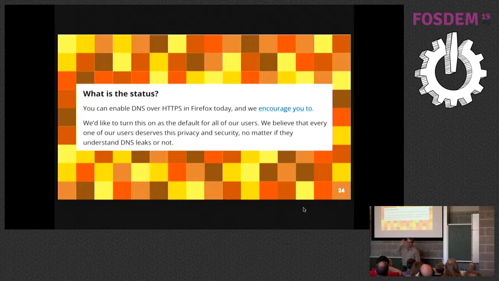So of course, I guess most people that are interested in the question read this. This is a blog post by Mozilla from last May, in which they said, we like DoH, it's great, it provides you privacy and security, and so we'd like to turn this on as the default for everyone. So they said they will actually do it at a certain point in time, so they didn't do it yet.